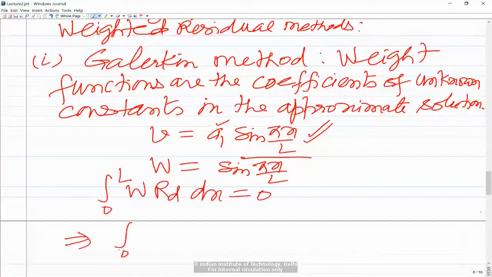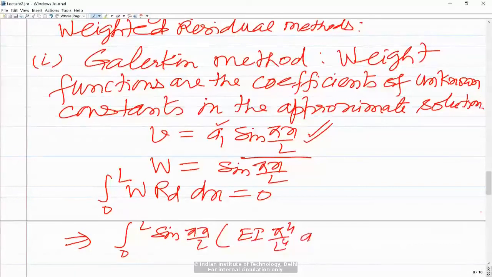So now integral 0 to L, W is already, I have said, sine pi x by L, and the domain residual is EI pi power 4 upon L power 4 A1 sine of pi x by L minus q. This is your domain residual. dx, the integration has to be done over the domain, so in this case, over the entire length.